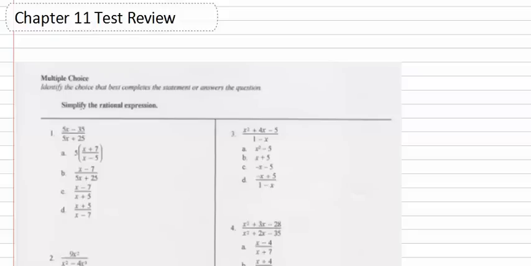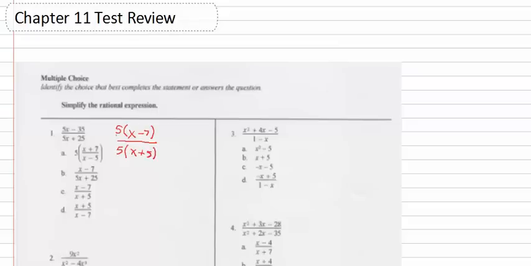So we have 5x minus 35 over 5x plus 25. So we're going to take out what they have in common on the top. So I'm going to take out a 5. And so I have x minus 7. At the bottom, that also has a 5. I'm going to take the 5 out there. And then I have x plus 5.